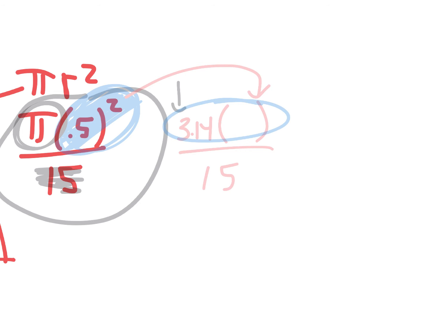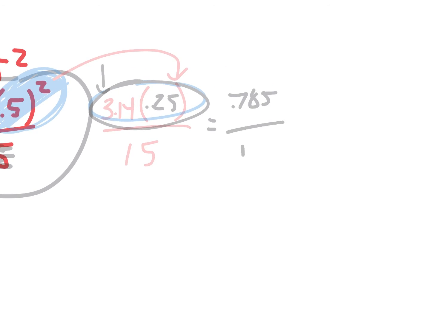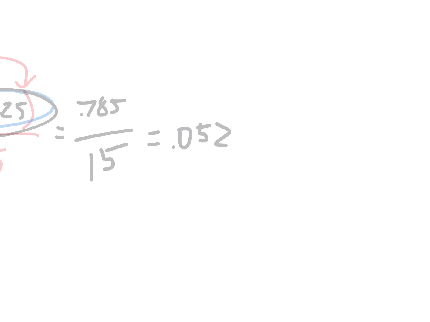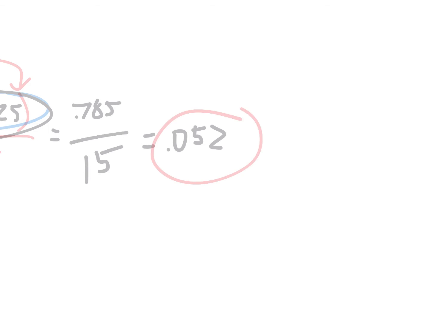Okay. I'll pause for a second. 0.785 on the top over 15. And then if I divide that by 15, who are the lucky people who had 0.052? Raise your hand if you had 0.052. You are correct. What the heck does that mean? 52%? No. What does that mean? 5%. About 5%. You move the decimal over 2 spots, and you get about 5%.